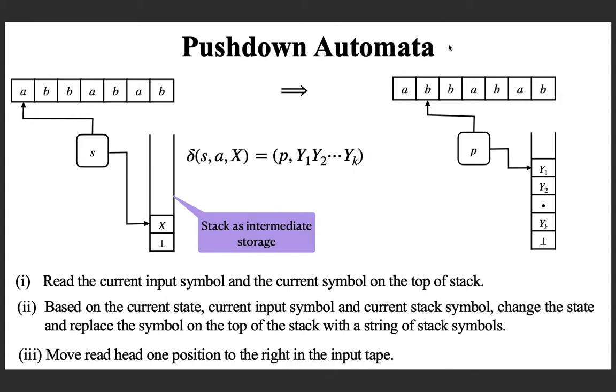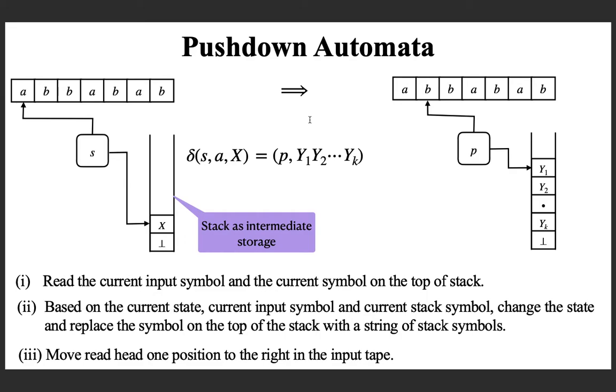So the read head is positioned to the next symbol, state is changed from S to P, and the top of stack symbol X is taken out, and a new string is pushed onto the stack. And what is it? Y1, y2, etc., yk. And remember, yk is going to the bottom of the stack. So it's just like pushing the string into the bucket. So if you want to remember, you can remember it like that. So that's what you can do in a push down automata. And that's what a push down automaton is.